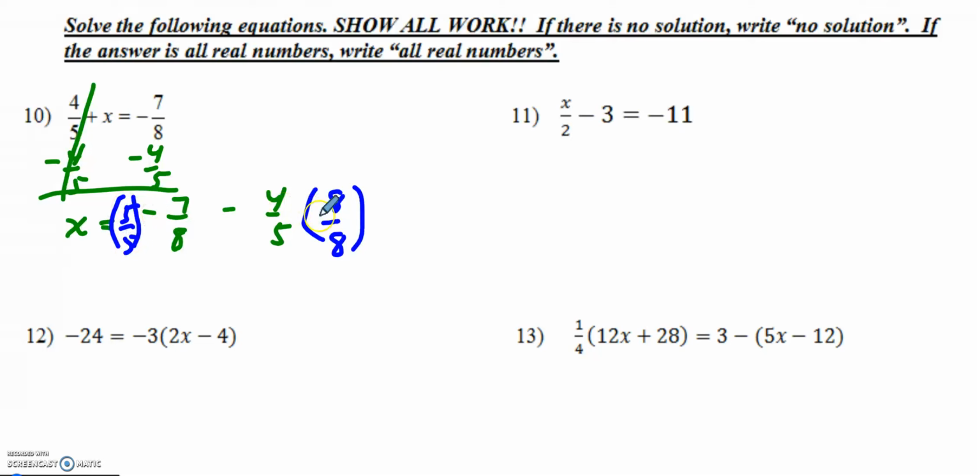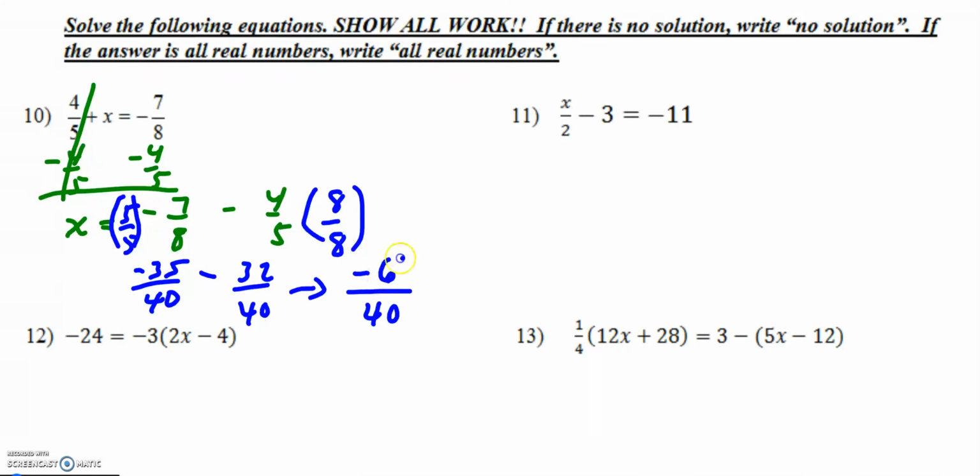If I multiply now, 5 times -7 is -35/40 minus 4 times 8, 32/40. Denominator is still 40, but -35 minus 32 would get me a -67/40. What a lovely answer, huh?